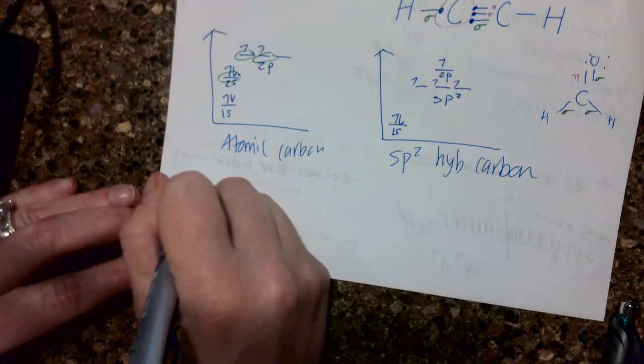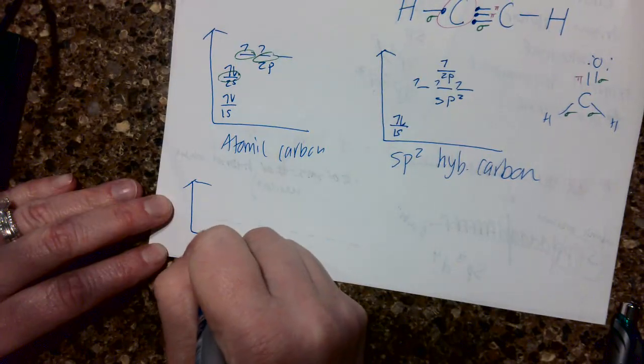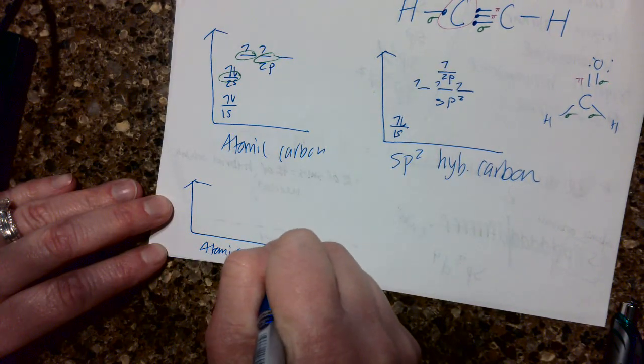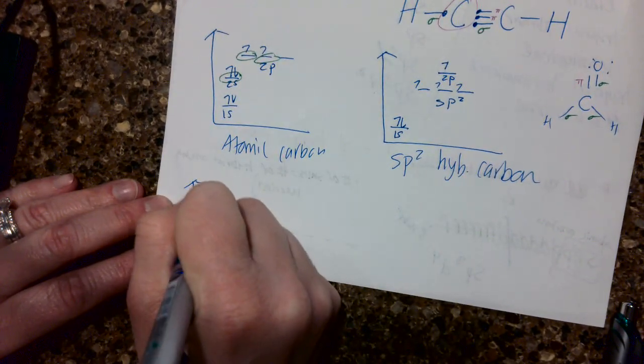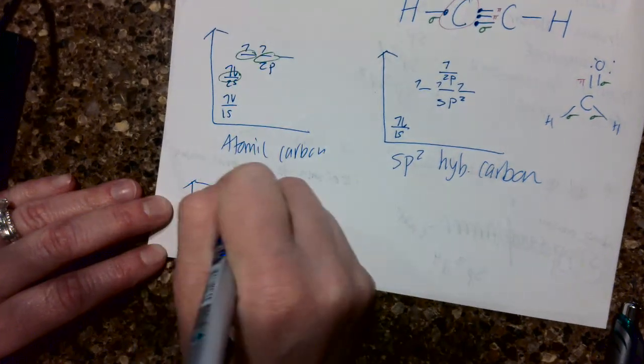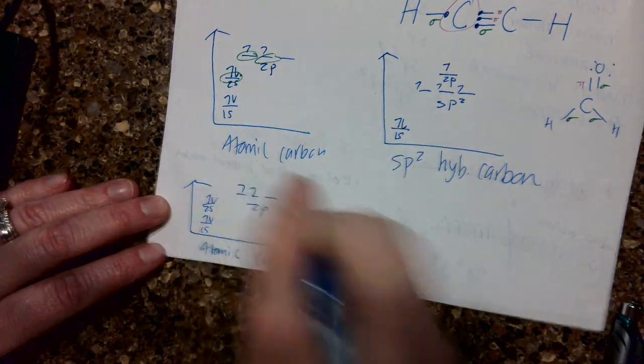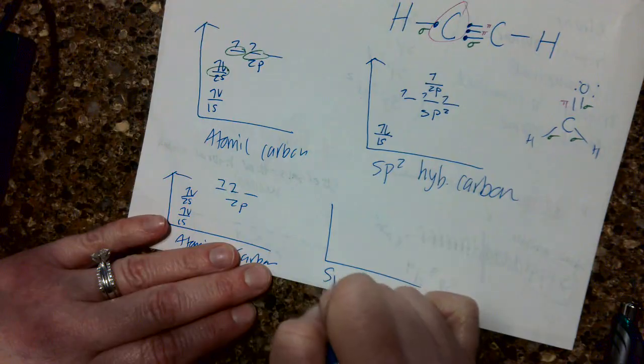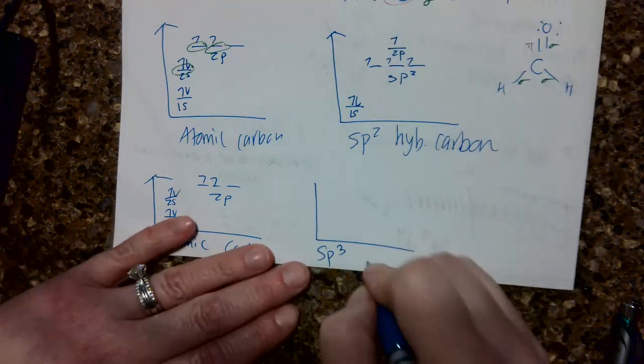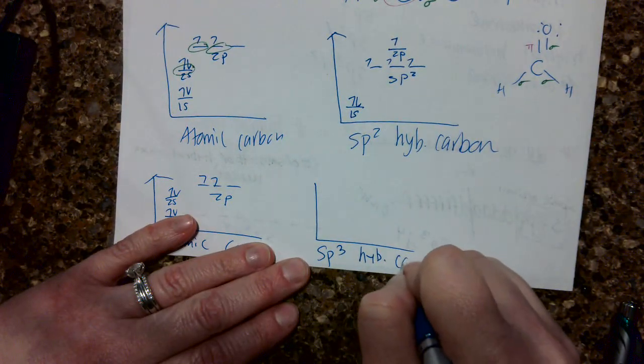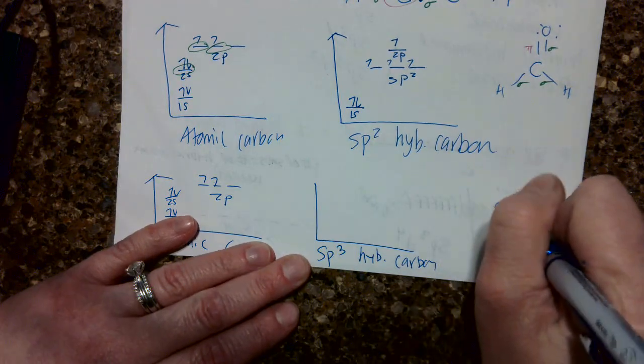Okay, let's do the final type. So we'll have regular atomic carbon, 1s, 2s, 2p. Let's say that it's going sp3 hybridized. So sp3 hybridized carbon. So something like methane.